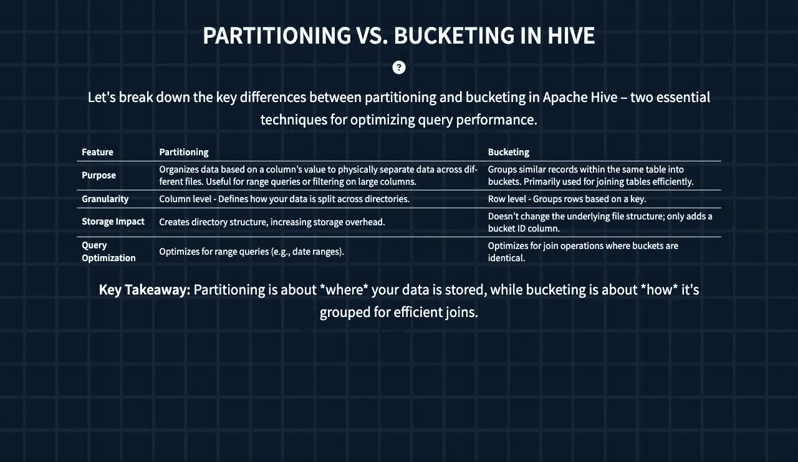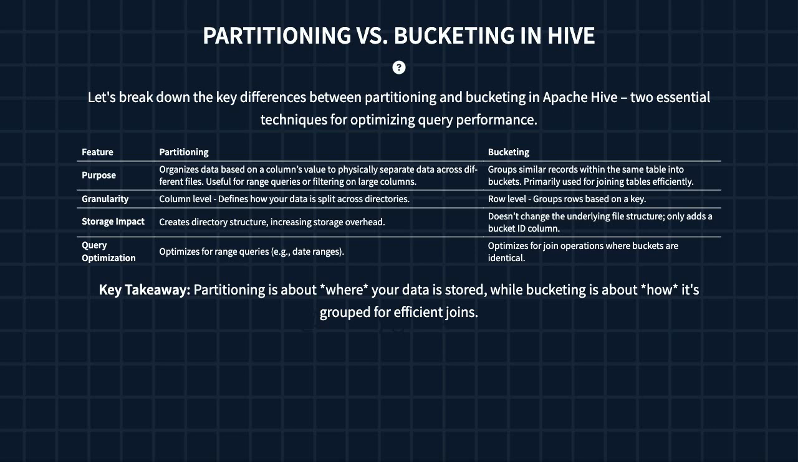Okay, let's talk about partitioning and bucketing in Hive. They both help speed up queries, but they do it differently. Partitioning works by physically splitting your data into separate directories based on the values in a particular column, like date or region. This is great for when you frequently filter data based on those columns. Think of it as organizing your files neatly so it's easy to find what you need.